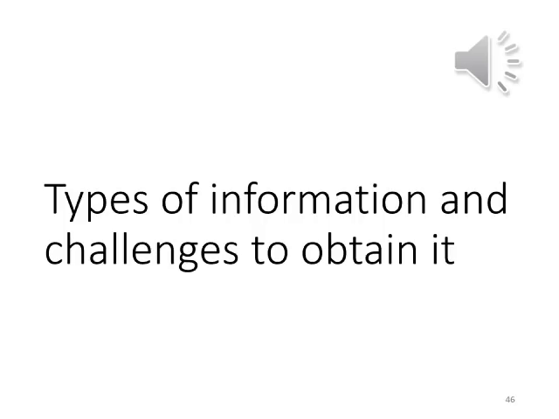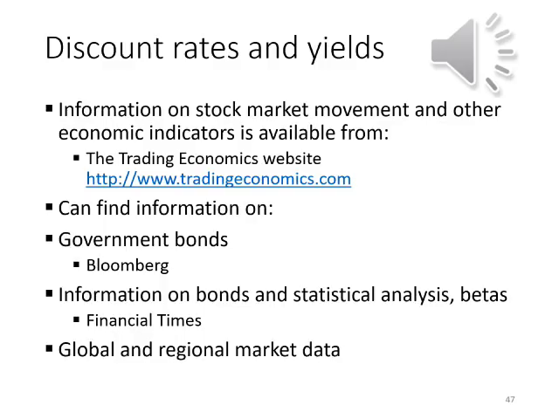We consider in this section the types of information available and the main challenges we may face in obtaining it for valuation exercises. Discount rates and yields. Information on stock market movements and other economic indicators is available from many sources, but one very good one is the Trading Economics website. We can find information on government bonds on Bloomberg. We can find information on bonds and statistical analysis and betas from the Financial Times and various other sources.